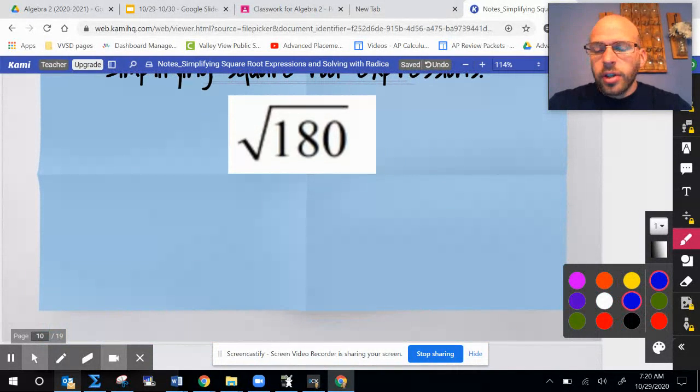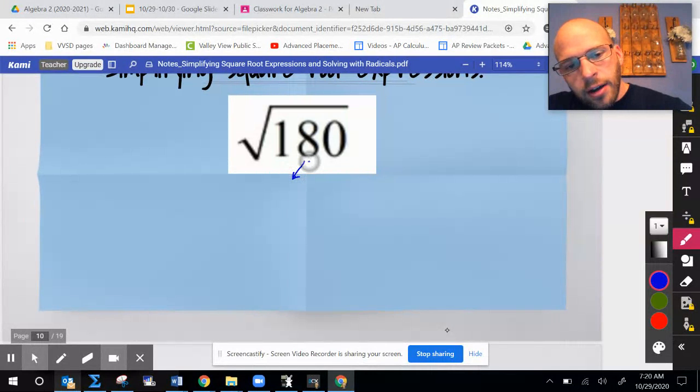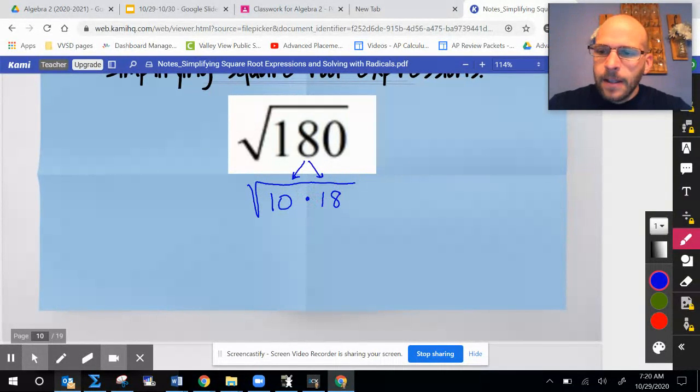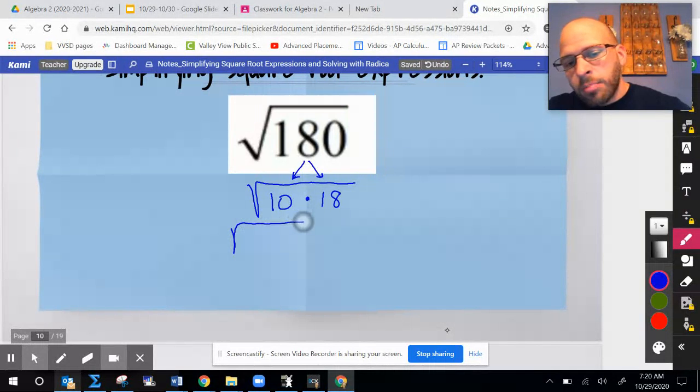All right, so I got a bigger number here. But again, my method here is I'm going to take these bigger numbers and break them down into smaller values. So I'm going to take this 180 and break it down. Let's start with 10 times 18, right? That's 180. Now there's a lot of ways you can break it down and it won't make a difference as long as we keep breaking it down into its smallest parts.